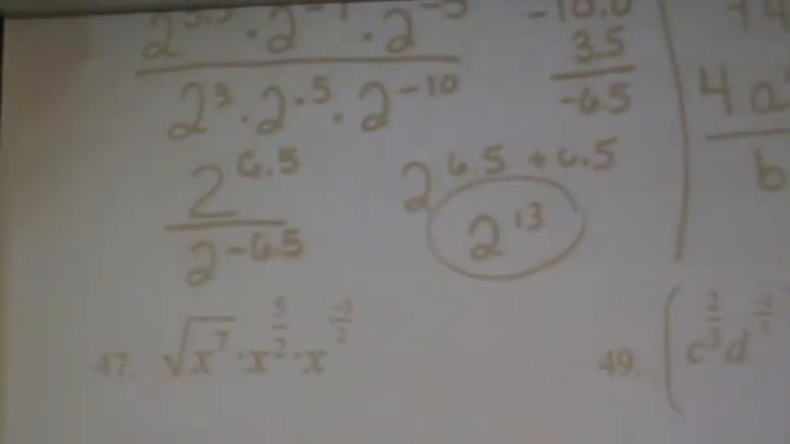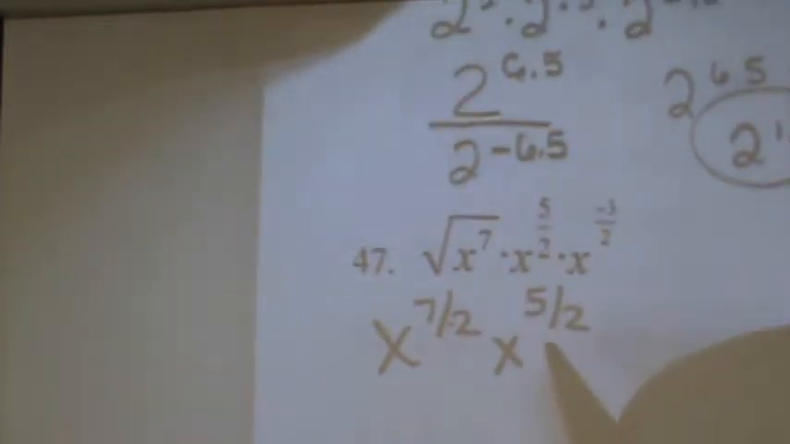Number 47, I would rewrite this as 7x to the 7 halves power. Square root of 7 is 7 halves. And you've got 5 halves here. And you know you can add these. You get 12 halves. And then you have x to the negative 3 halves.